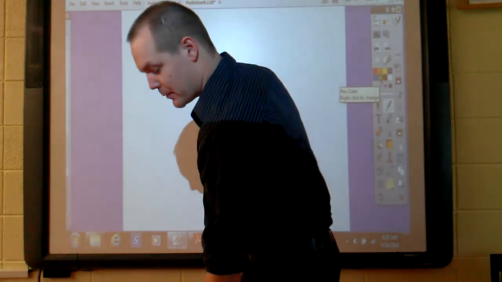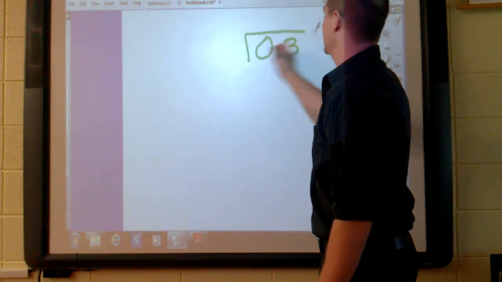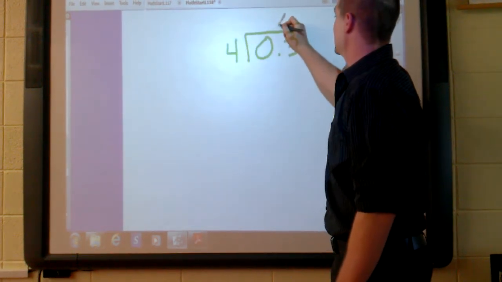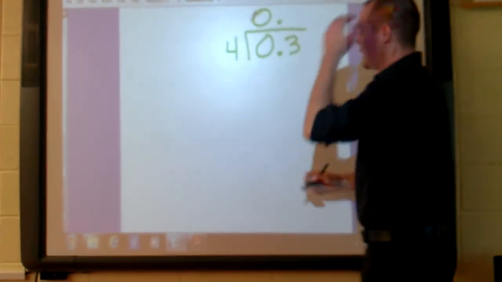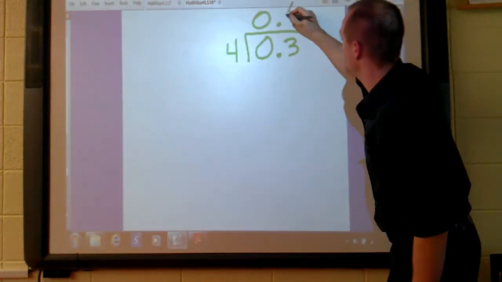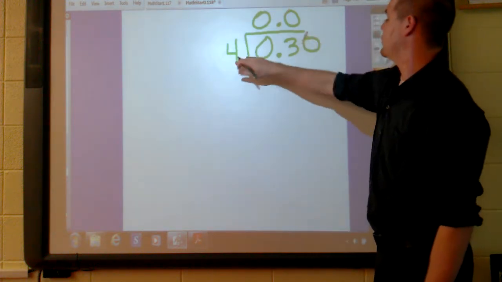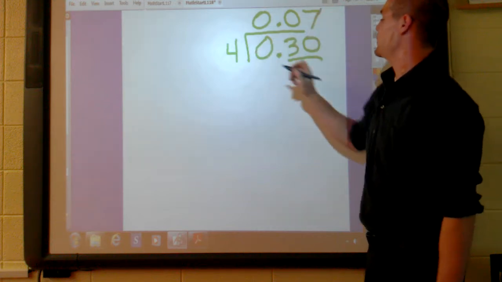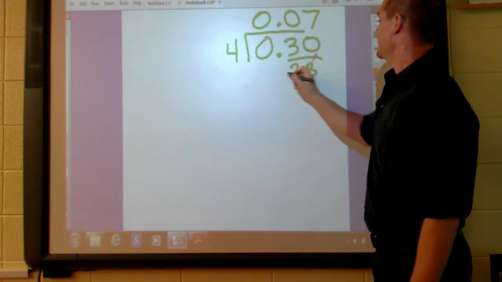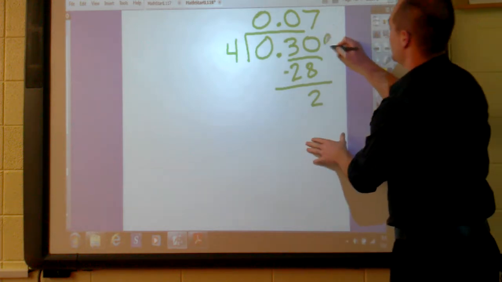Okay, let's look at example 2. We have 0 and 3/10 divided by 4. Decimal point, 4 goes into 0 0 times. 4 goes into 3 0 times. I'm going to add my 0. 4 goes into 30 7 times. 7 times 4 is 28. Subtract, remainder of 2. Add another 0.